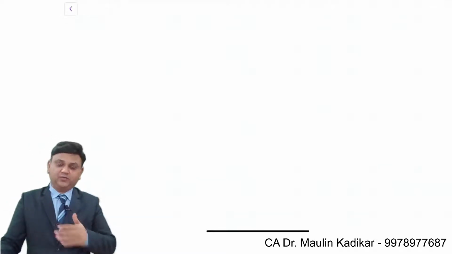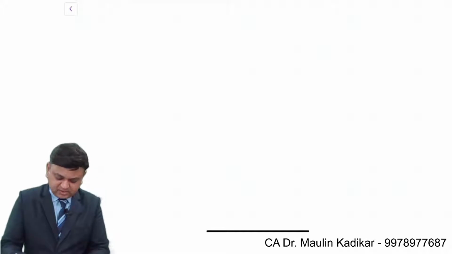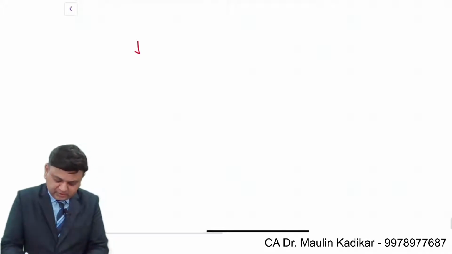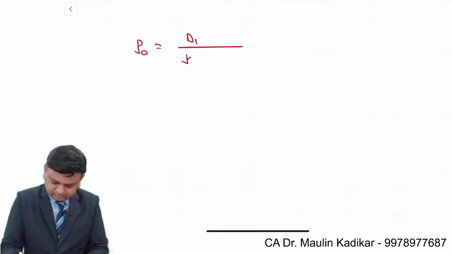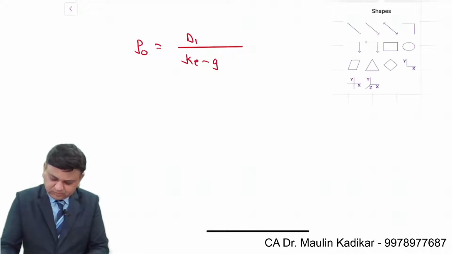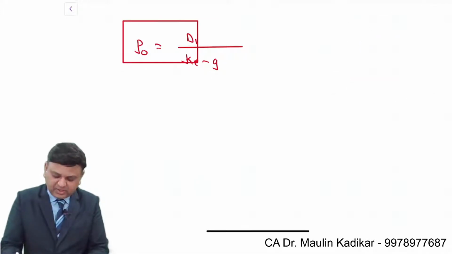Now friends, what I am going to do, I just tell all of you that the formula P0 is equal to D1 divided by K minus g. Dear students, this formula has a small derivation.